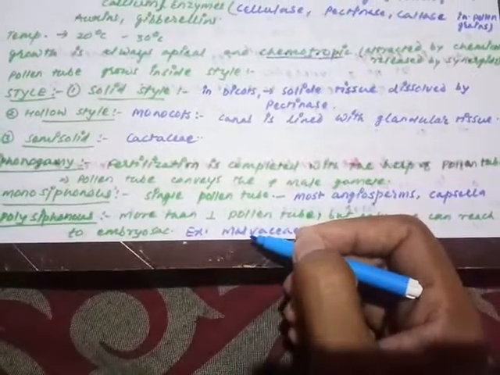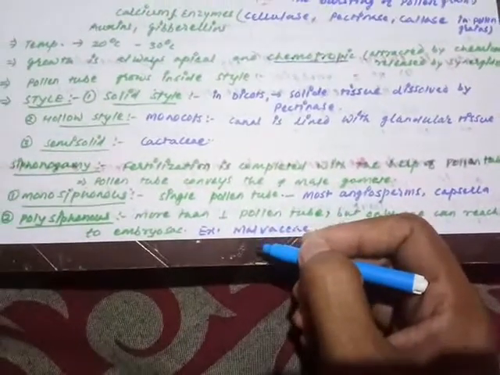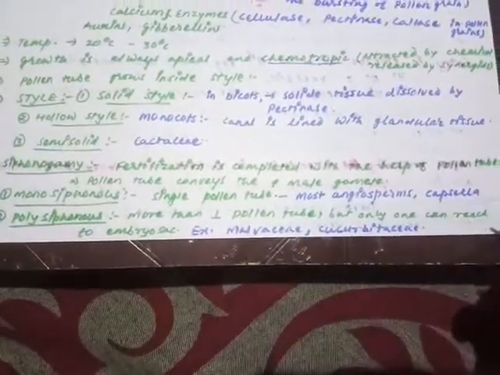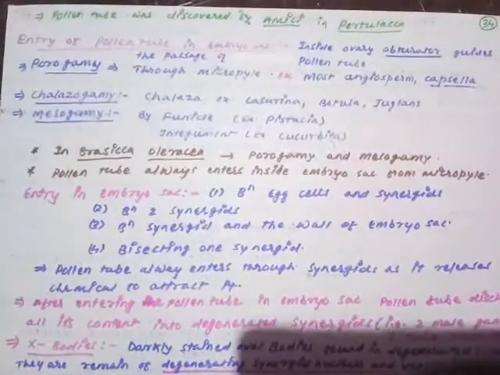So where can we report the presence of the polysiphonous condition? In the families Malvaceae and Cucurbitaceae. In Malvaceae and Cucurbitaceae, polysiphonous is there, and monosiphonous is present in most of the angiospermic plants, even in Capsella also. So till now we have just completed the complete development of the pollen tube, means the pollen tube is now ready to enter inside the embryo sac.